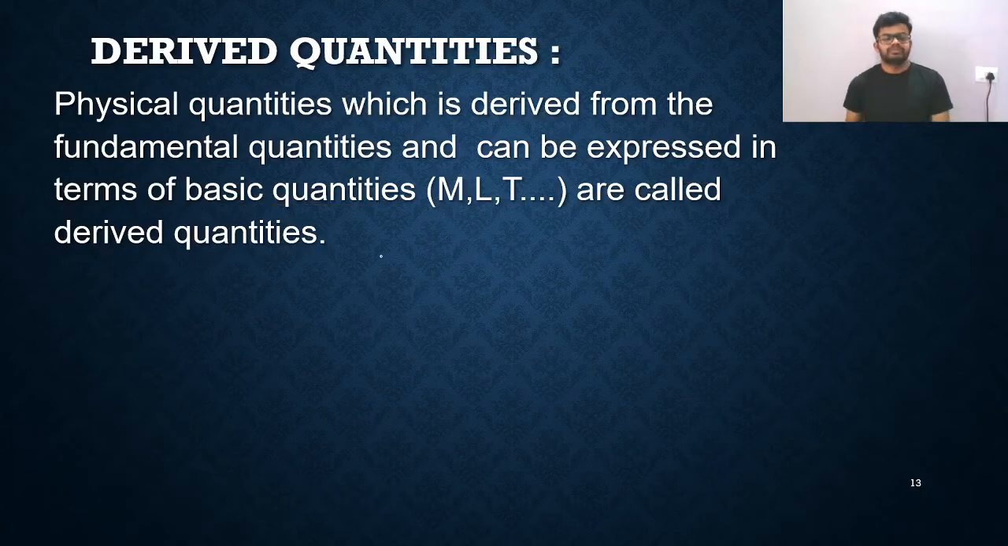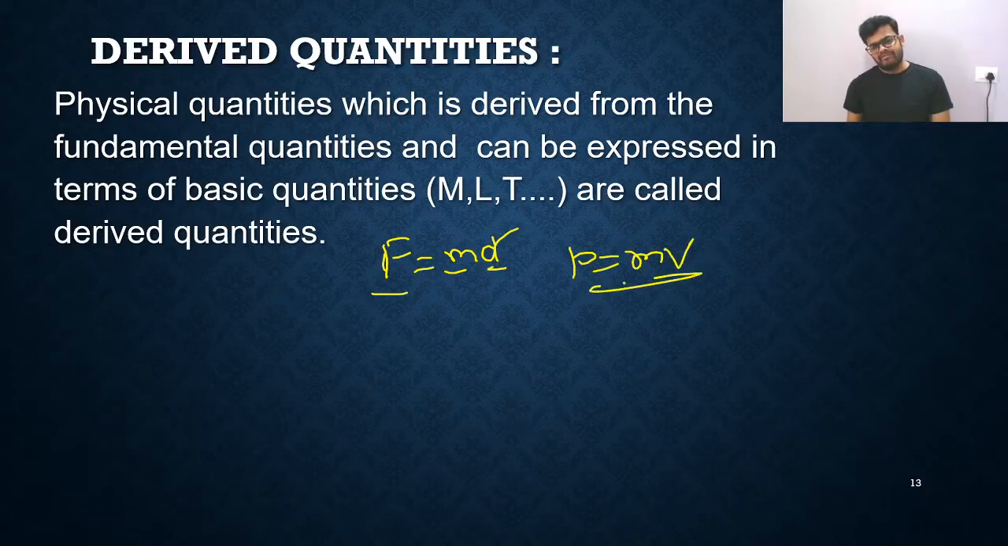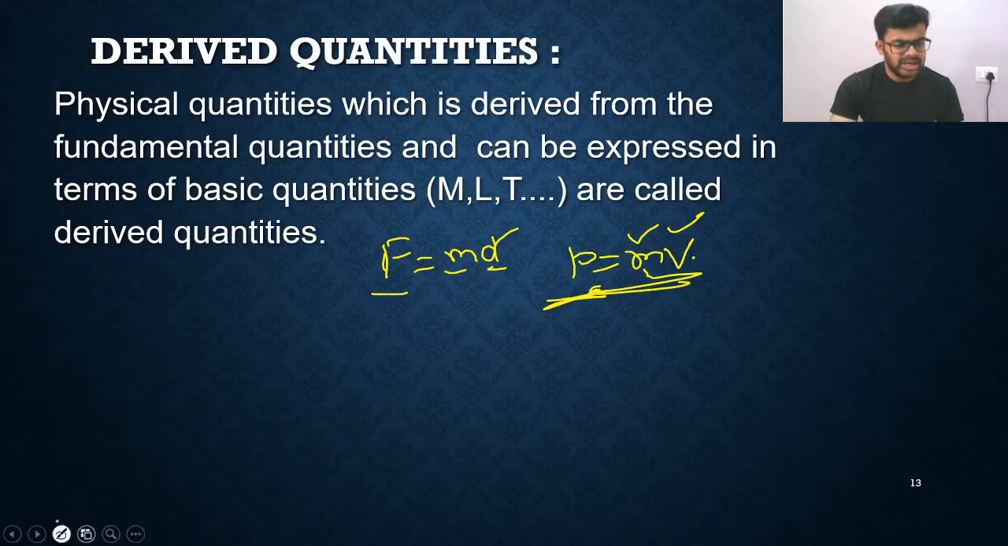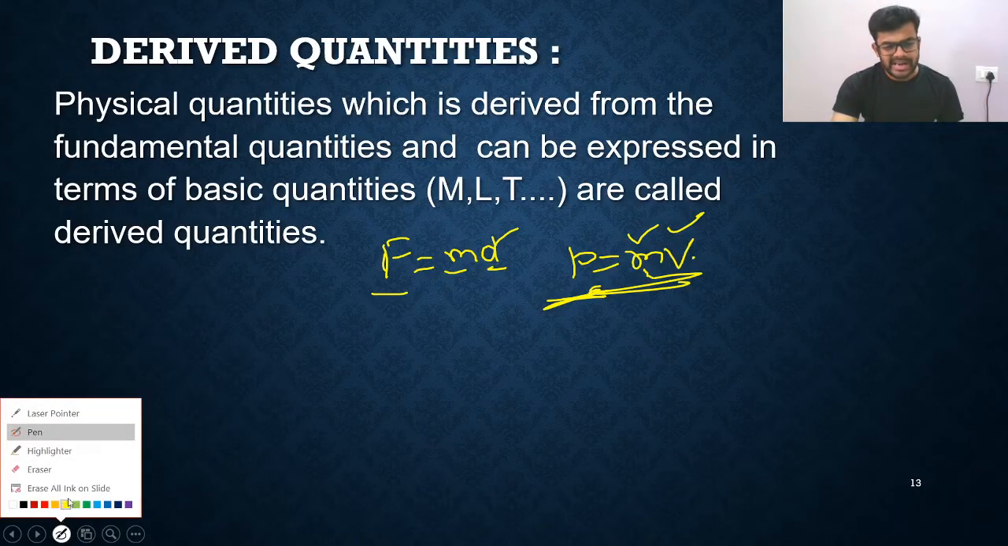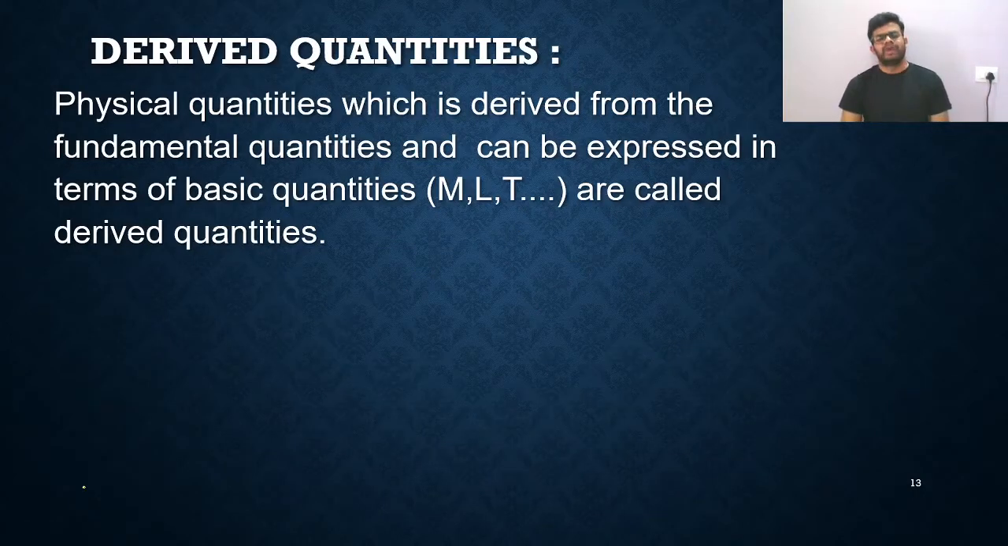If you say force, F equals ma, mass into acceleration. Acceleration itself is a derived quantity, so force is a derived quantity. Momentum P equals mv, mass into velocity. Mass is fundamental, velocity is derived, so overall P is a derived quantity. Simply speaking, all other quantities are derived quantities. Only 7 fundamental quantities are there.